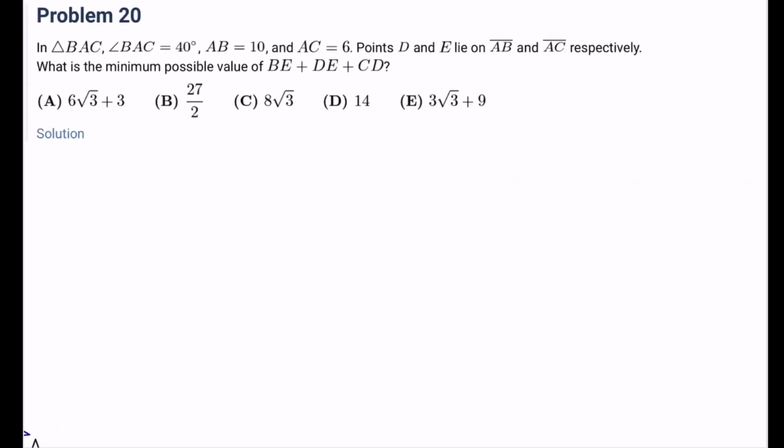Number 20, in triangle BAC, angle BAC is 40 degrees, AB is 10, and AC is equal to 6.